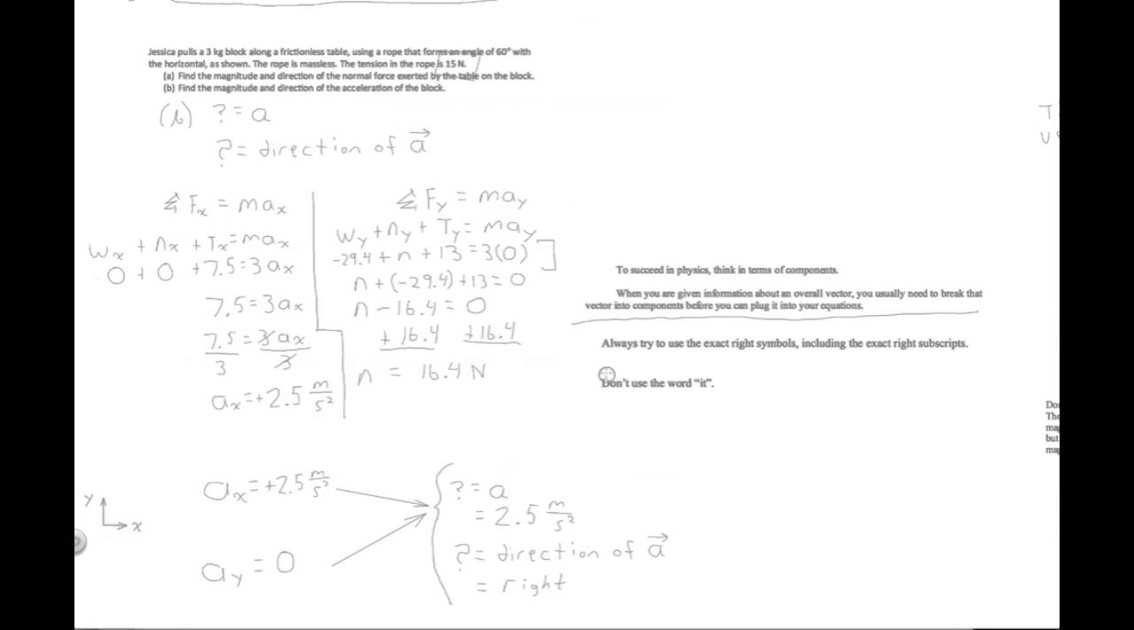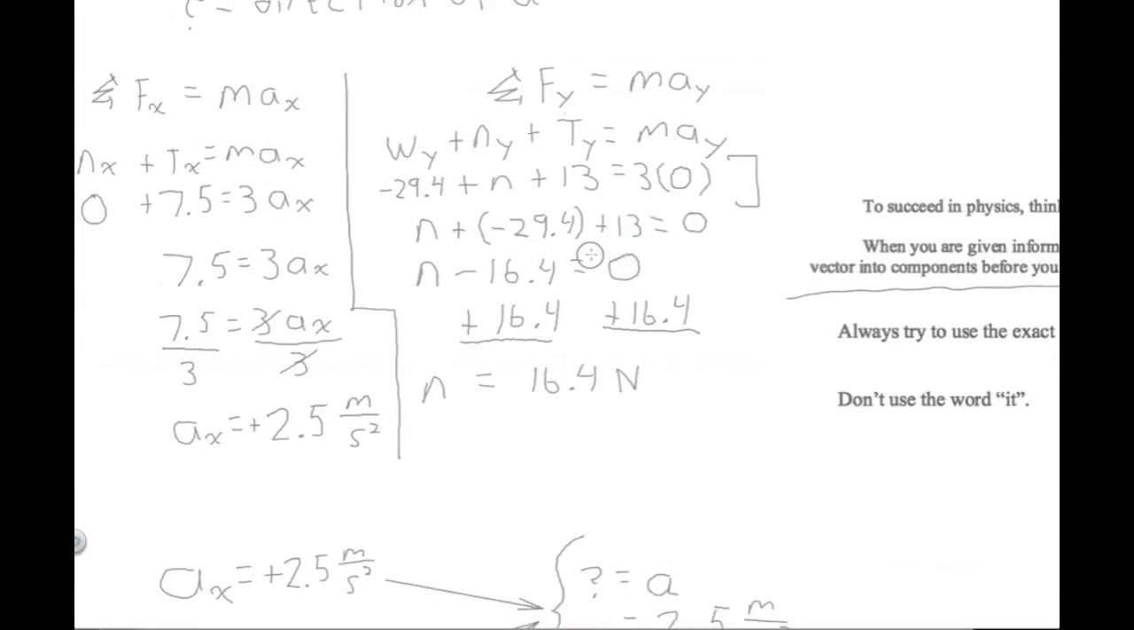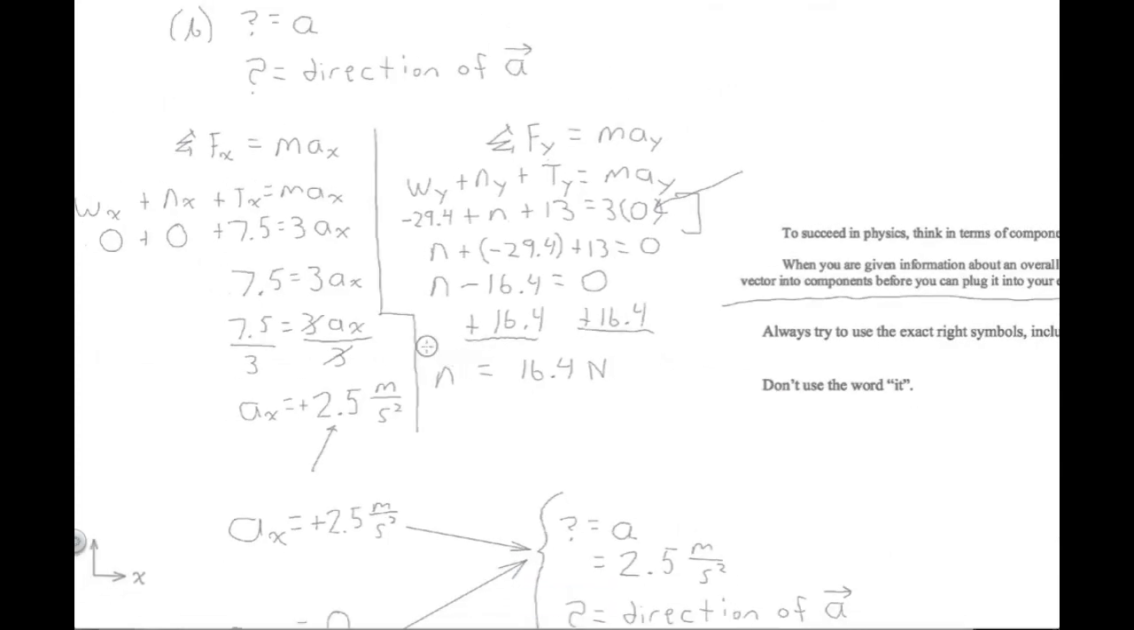Here's something I haven't mentioned. Try not to use the word "it" when you're thinking about a number or concept. Instead, always give a label for that concept in terms of a name or a symbol. So again, don't say that it is 0 or that it is 2.5 meters per second squared. Instead, say that a sub y is 0 or a sub x is positive 2.5 meters per second squared. Give the label to what you're thinking about.